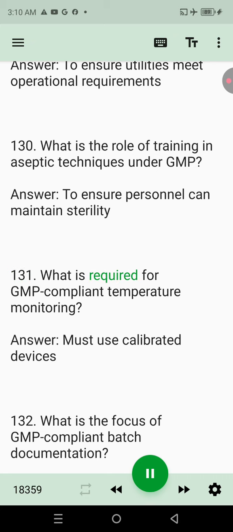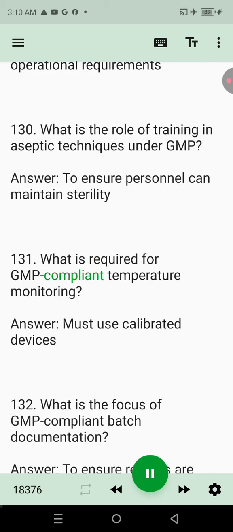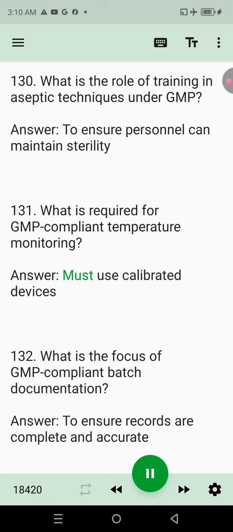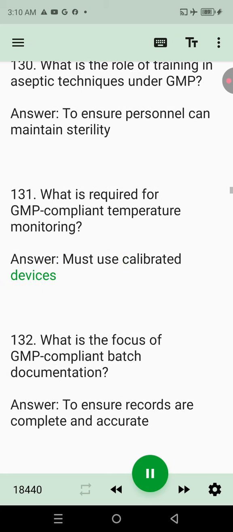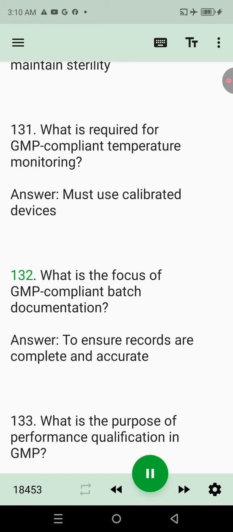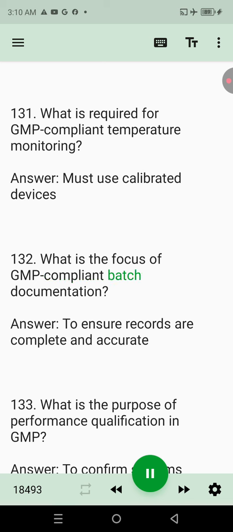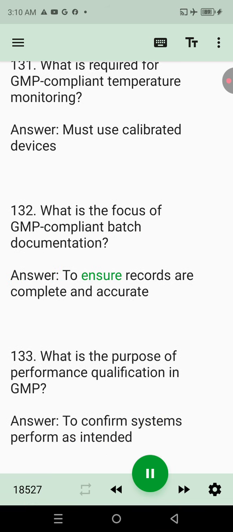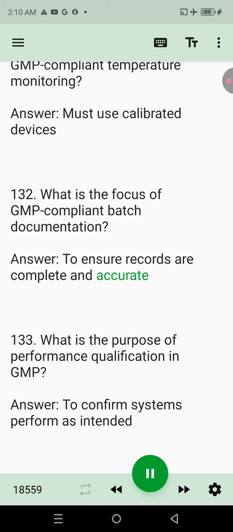131. What is required for GMP-compliant temperature monitoring? Answer: must use calibrated devices. 132. What is the focus of GMP-compliant batch documentation? Answer: to ensure records are complete and accurate.